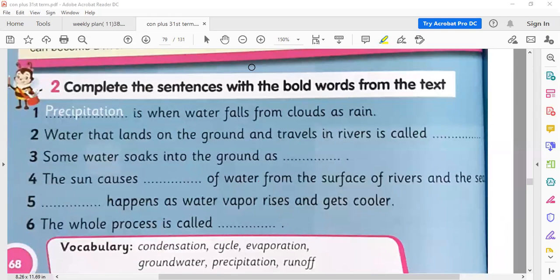Okay, if you don't raise your hand, I will ask you without raising your hand. Tayyib? Yeah, teacher. Number 2, water that lands on the ground and travels in rivers is called... Call it sea? I can't hear you. I am very sorry. Ahmed Atiyah, number 2. Number 2, water that lands on the ground and travels in rivers is called runoff. Excellent. Called runoff. Excellent.